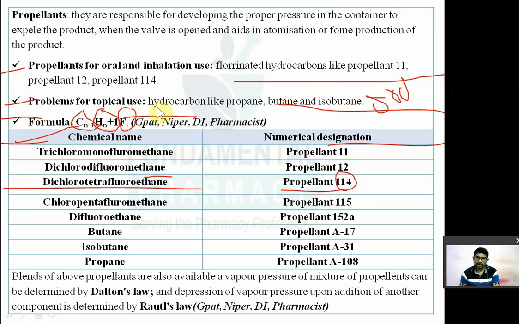Remember this formula: C n minus 1, H n plus 1, and F plus F. That is the formula, and it is only applicable for chlorofluorocarbons. It is only applicable for fluorinated carbons, so it is not applicable for butane, isobutane, etc. This formula is applicable only for chlorofluorocarbons.